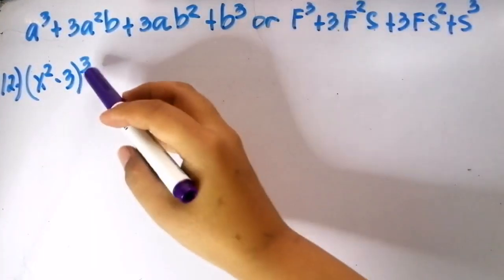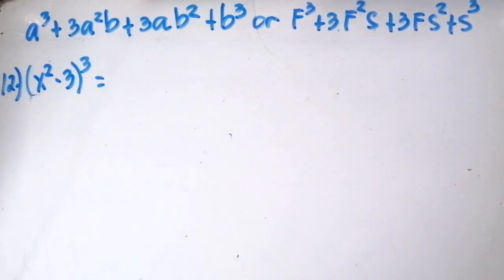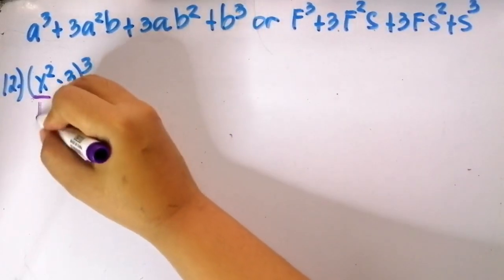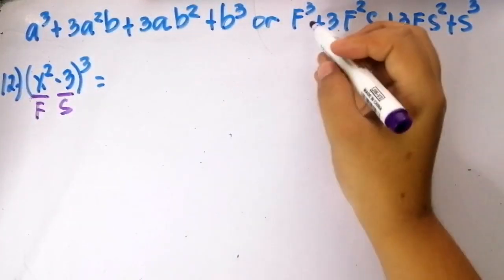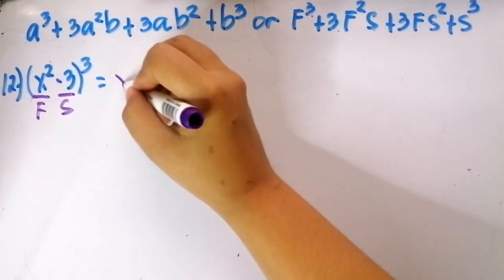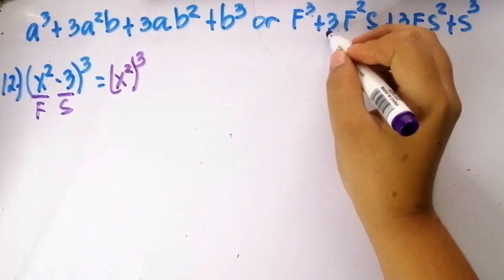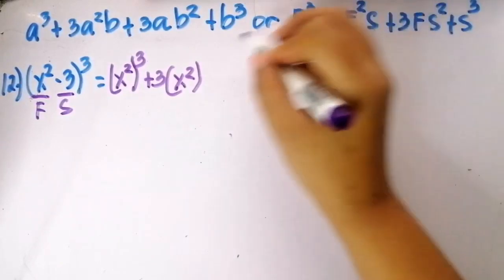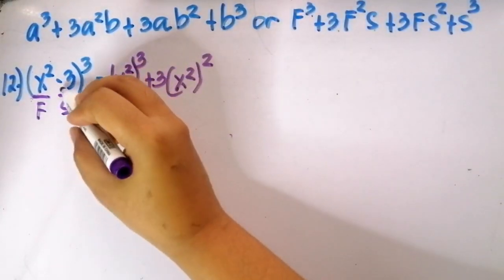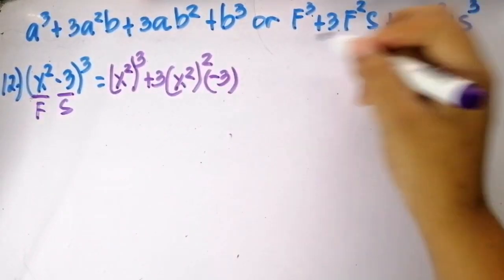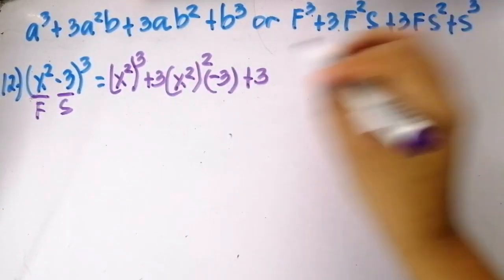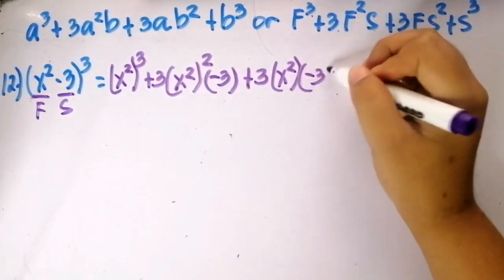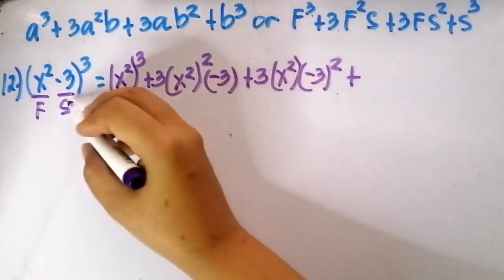Next, number 12, the cube of x squared minus 3. Again, using the pattern, ang first term natin ay x squared at ang second term ay negative 3. So, this is the first term, this is the second term. So, first cube, that is x squared raised to the power of 3 plus 3 times first, that is x squared raised to the power of 2 times second term, negative 3 plus 3, okay, times first term, x squared, times second term squared, negative 3 squared, plus second term raised to 3.